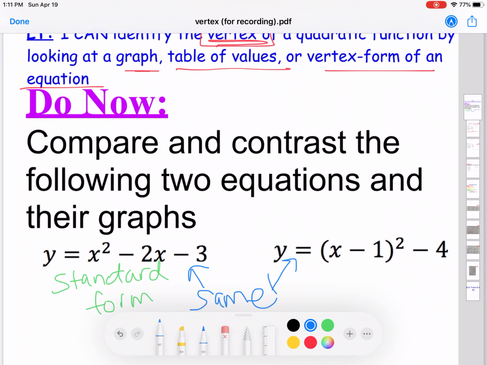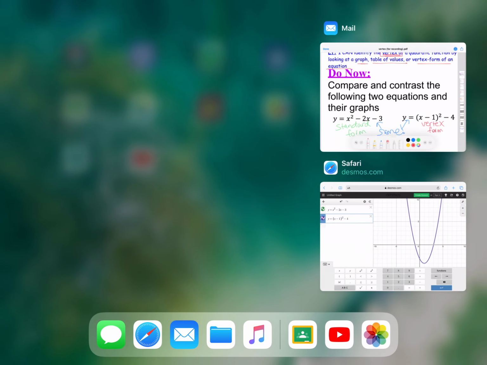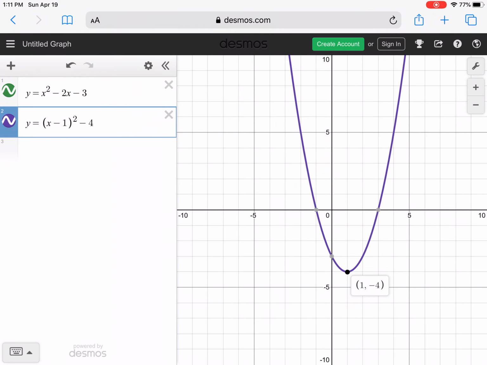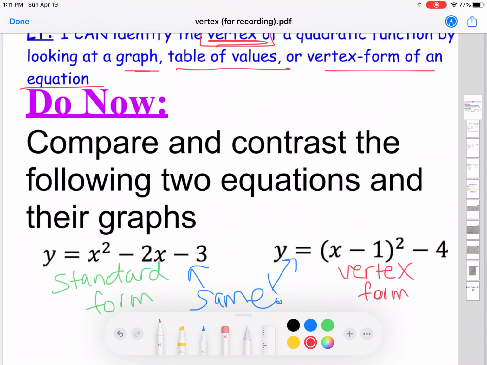They look different. The first one over here, like we said, was written in standard form, and now the second one is written in a new form that we're about to be introduced to today, which is vertex form. Now, if we come back to our graph here, you'll notice that the graphs both have a vertex here of 1, -4. So that is something that they also have in common.